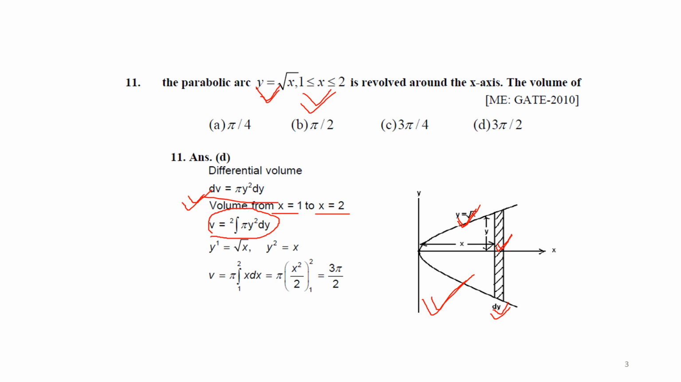What I have to do here is put y is equal to root x, understood? Or x is equal to y square. So you will get pi x dx. Now you integrate this, very simple integration from 1 to 2. It will be pi x square by 2. Put the limit from 1 to 2, you will get 3 pi by 2. So the answer is D here. This is a mechanical question from GATE 2010.